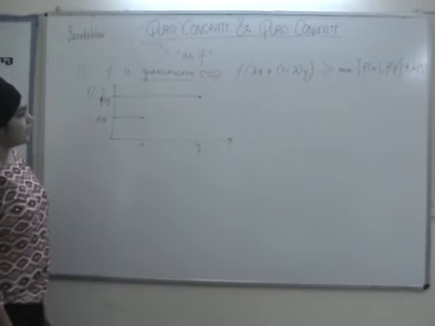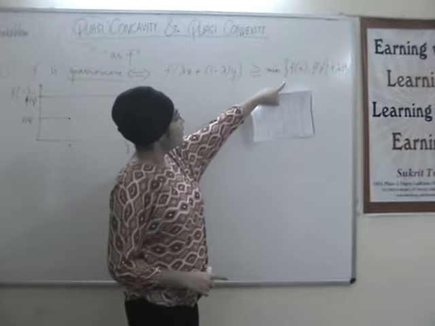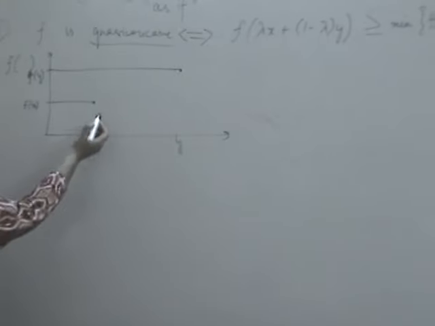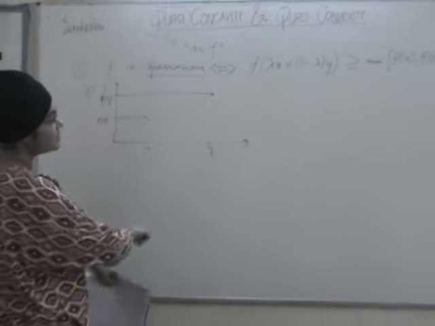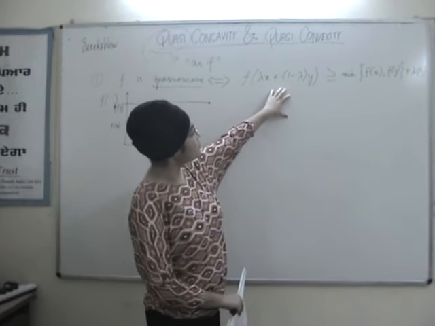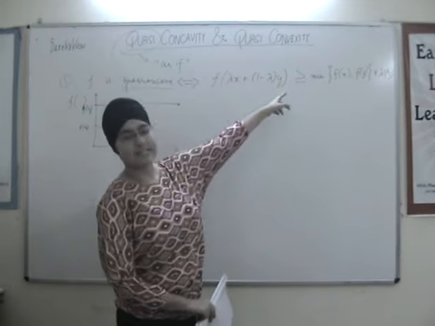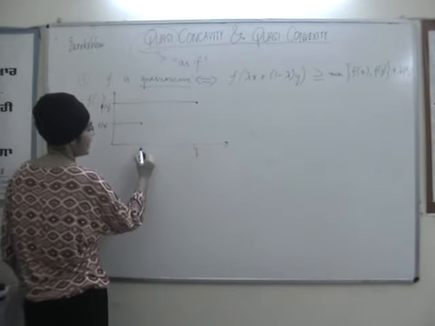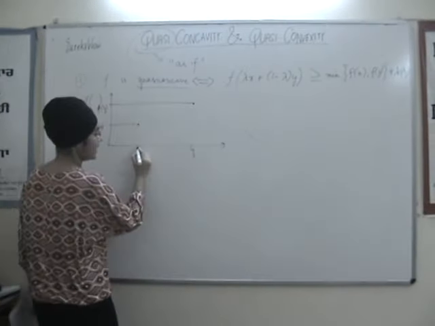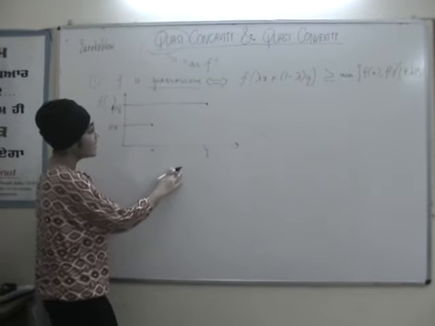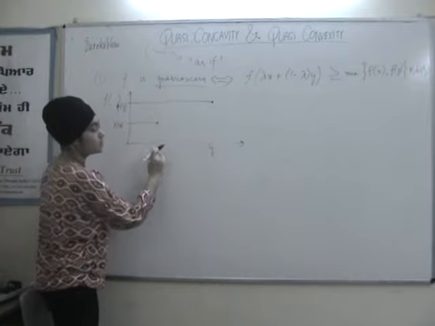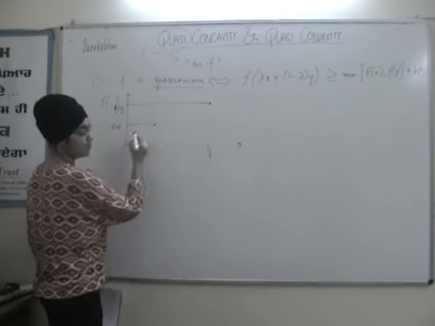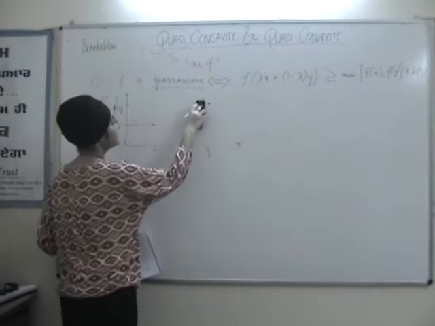Now, look at the right-hand side. What is the min of f of x and f of y? Come to the graph. Of course, obviously, it is f of x. Now, the definition says f of lambda x plus 1 minus lambda y is always greater than or equal to the min. Which means, what is this thing? So, if I have any lambda x plus 1 minus lambda y lying anywhere here on the x-axis, and then I have the function value corresponding to that, then that function value is higher than the minimum. This is the minimum.